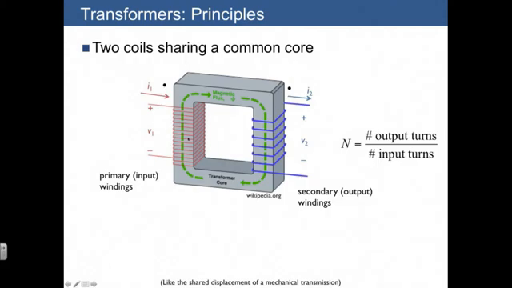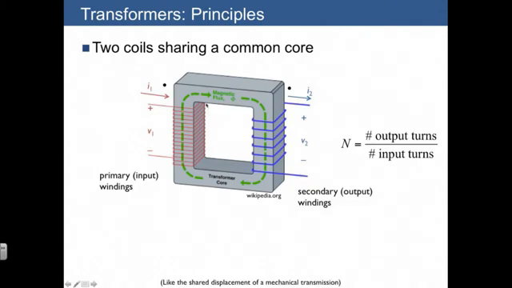The transformer properties are determined solely by the number of output turns divided by the number of input turns, often referred to by the number N. This is the ratio of secondary to primary windings. The polarity of the transformer is also shown, usually designated by these little dots here that show where the plus sign goes.